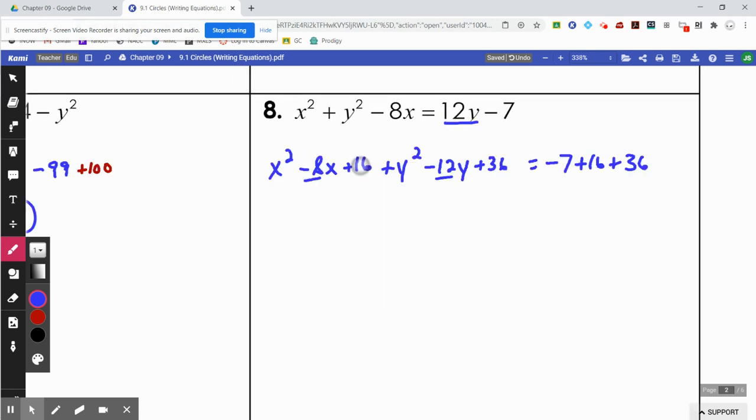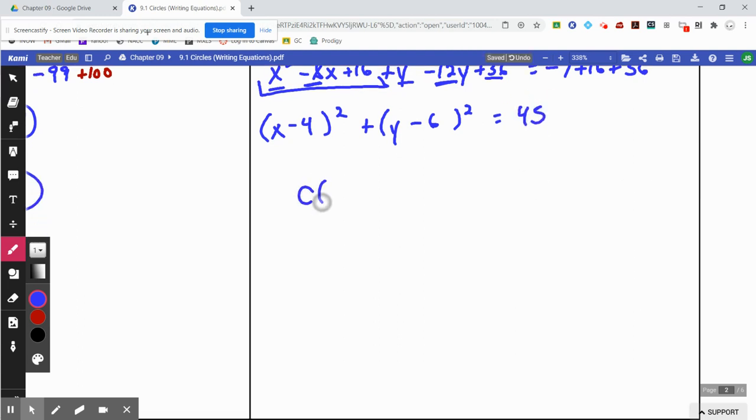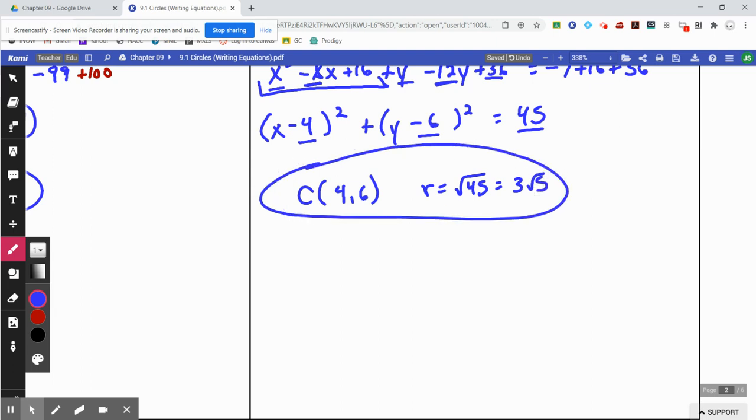X stuff, try again. A perfect square. X times itself is x squared. Half of this is negative 4. Perfect square. Y times itself is y squared. Adds, multiplies should be half of this, which is negative 6. Equals 9 and 36 is 45. So therefore, the center of our circle has been shifted right 4, up 6. The radius squared is 45, so the radius is root 45, or the square root of 9 times the square root of 5, and there is your answer.